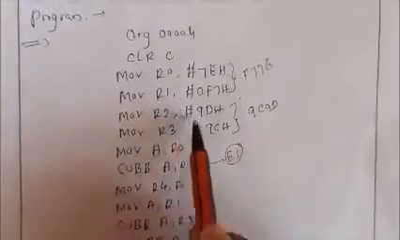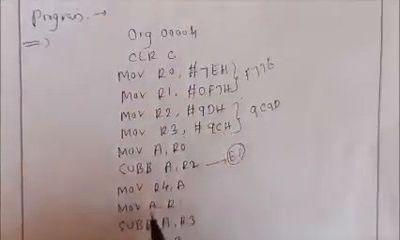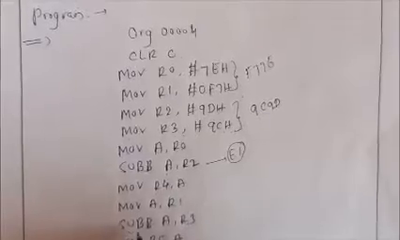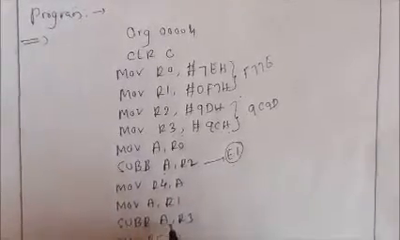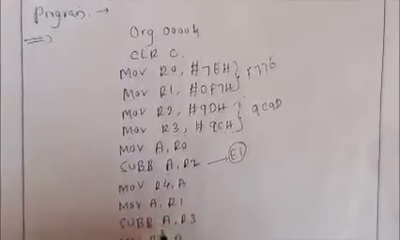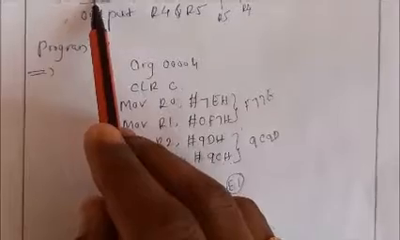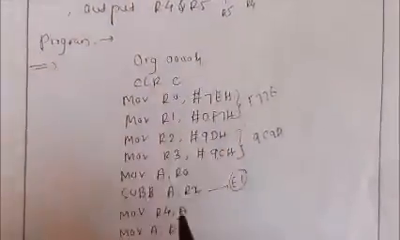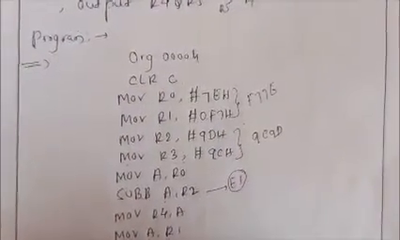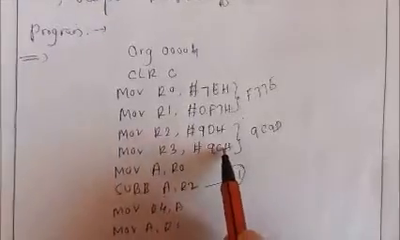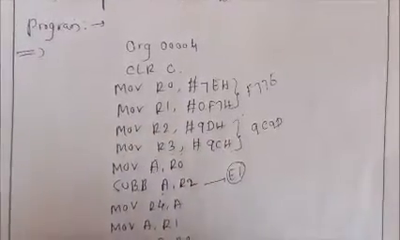So what is the value of the R1 here? F7 I am loading to the accumulator. So next one, subtraction with borrow between A comma R3. That means the content of A, that itself is the content of R1 only, that is the F7 here. Next number is the 9C. That one I will perform by using the R3. What is R3? 97. So SUBB A, R3.